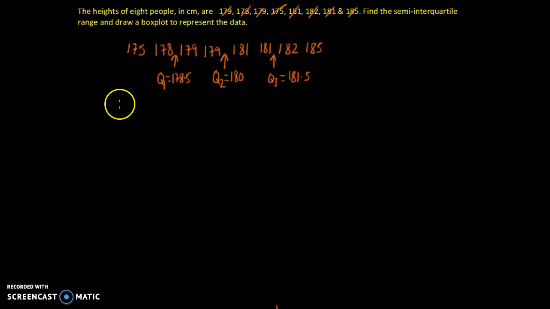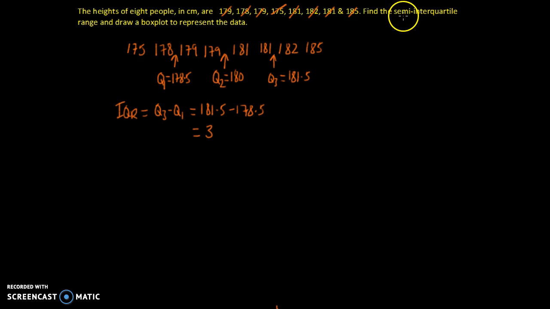Now if we were asked for the interquartile range, which relates very closely to semi-interquartile range, that would be Q3 minus Q1. So the upper quartile minus or subtract the lower quartile. So 181.5 subtract 178.5, and that gives us 3. What I maybe should have said earlier is the interquartile range, or the semi-interquartile range, that's a measure of the spread of the data.